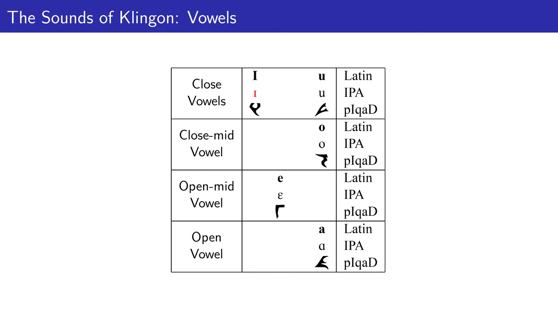The next vowel is the closed back vowel, represented by the Latin letter U. This is pronounced u. There is one closed mid vowel that is a back vowel, represented by the Latin letter O, pronounced o. The open mid vowel is represented by the Latin letter E and is pronounced e. There is one open back vowel represented by the Latin letter A, pronounced ah. These are the 5 vowels of Klingon.